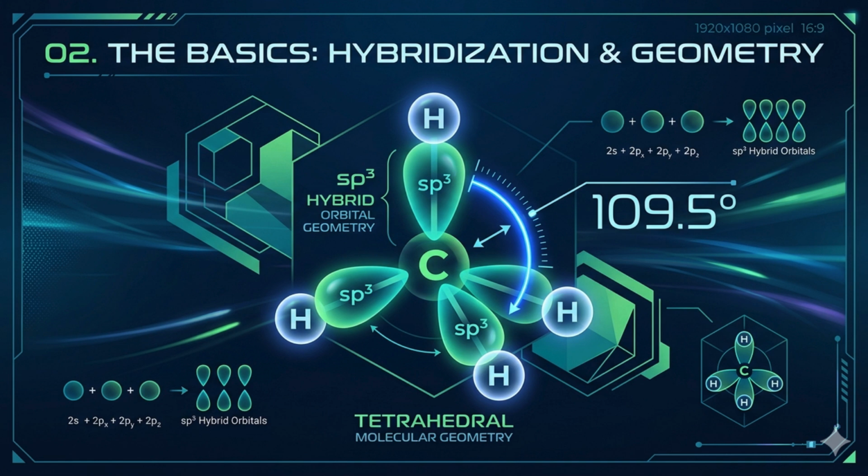Because these 4 orbitals are filled with negatively charged electrons, they naturally repel each other. To find stability, they push away from one another until they are as far apart as physically possible in 3-dimensional space. This mutual repulsion forces the orbitals to point toward the 4 corners of a triangular pyramid. As indicated at the bottom of the screen, this specific 3D arrangement is known as tetrahedral molecular geometry. And because of this perfect, symmetrical spacing, the angle between any 2 adjacent bonds is precisely 109.5 degrees. This specific geometry dictates how molecules fit together, react, and function.